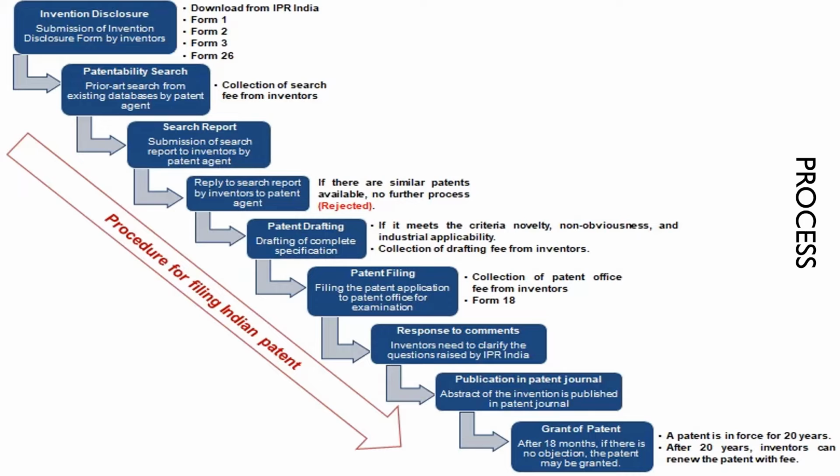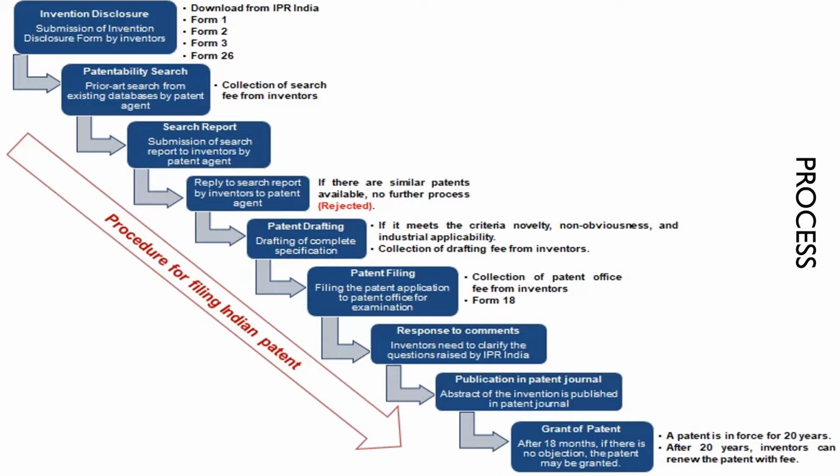What are the steps? What is the process of a patent? Firstly, you have to download the patent form number 1, form number 2, form number 3, and form number 26 from the IPR website, that is the Intellectual Property Rights. The invention disclosure is the first step, wherein there is a submission of invention disclosure in the form. Then there is a patentability search, a prior search on whether the data or the information that you have provided already exists, whether it is pre-existing or not.